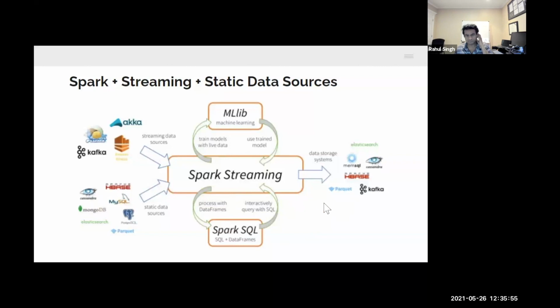And it's not just limited to Spark, right? You can have Akka writing to Cassandra in one data center and then having Spark read it from another data center.